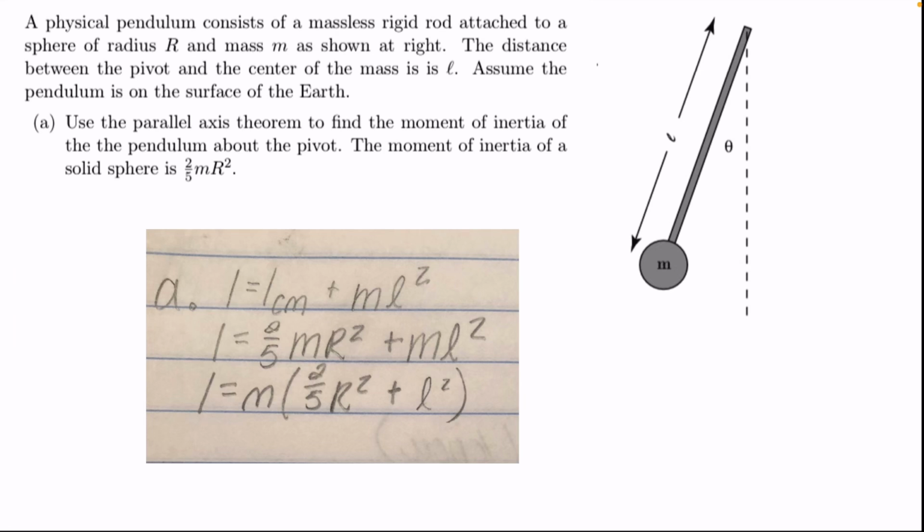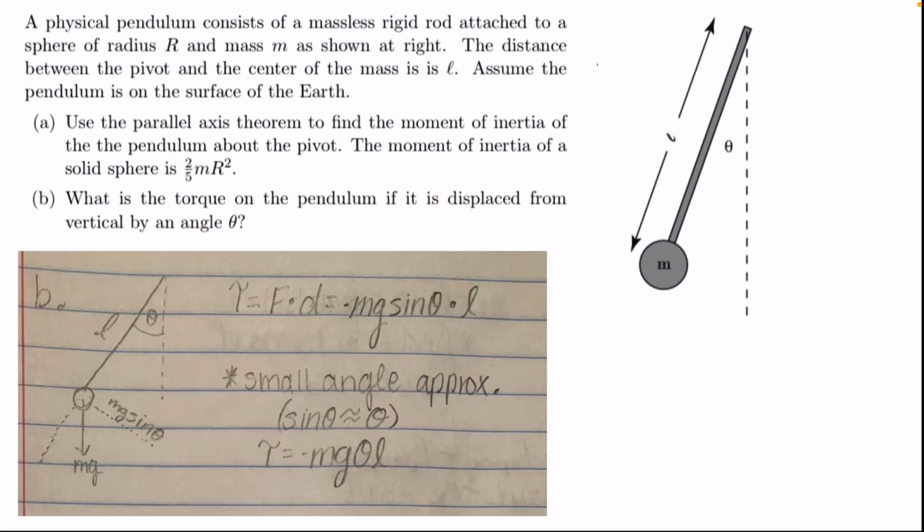And in that final step, I went ahead and just factored out the m, because later on we're going to see that m being factored out will make it more obvious that it can cancel. So part B is asking us what is the torque on the pendulum if it is displaced from vertical by an angle theta. So we went over some of these torque problems in the lectures.